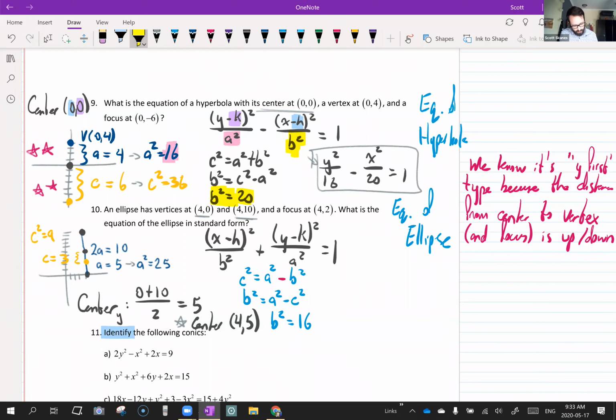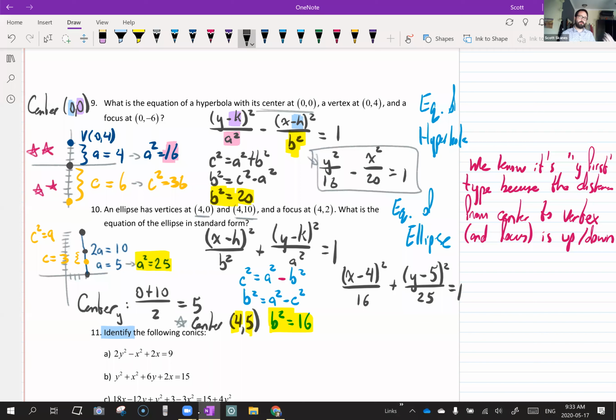If you don't believe me, I'll highlight them. A squared, B squared, H, and K. And I'll put them all into my formula to get my answer. So the final answer is x minus 4 squared over, again, the x is the minor axis, so B in this case is 16, plus y minus 5 squared all over 25 equals 1.